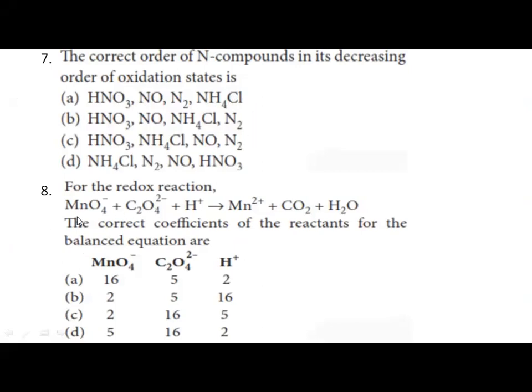Next, for the redox reaction, MnO4 minus plus C2O4 2 minus plus H plus gives Mn plus 2 plus CO2 plus H2O. The correct coefficients of the reactants for the balanced equation are. Yes. So how do we do it? Either go by oxidation number method or go by half reaction method, you should balance this redox reaction. So when you try to balance it out, let us see it.